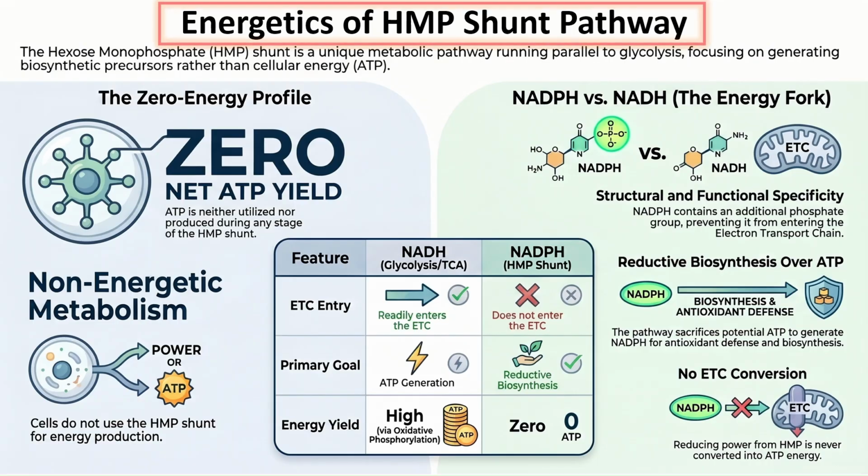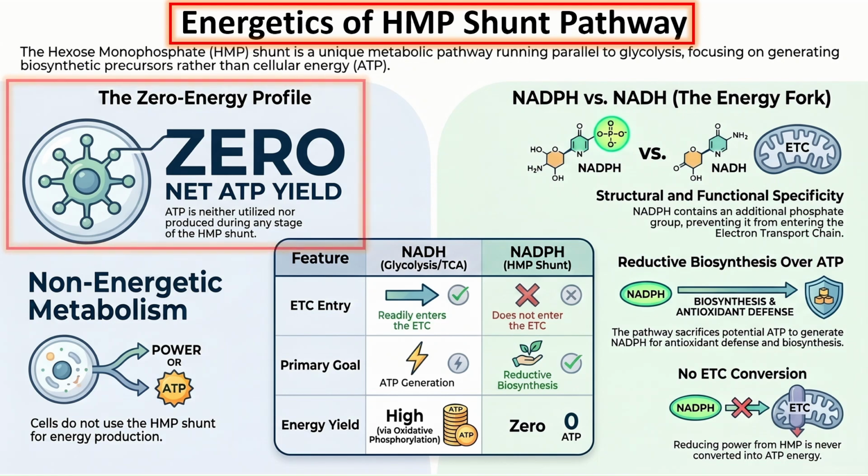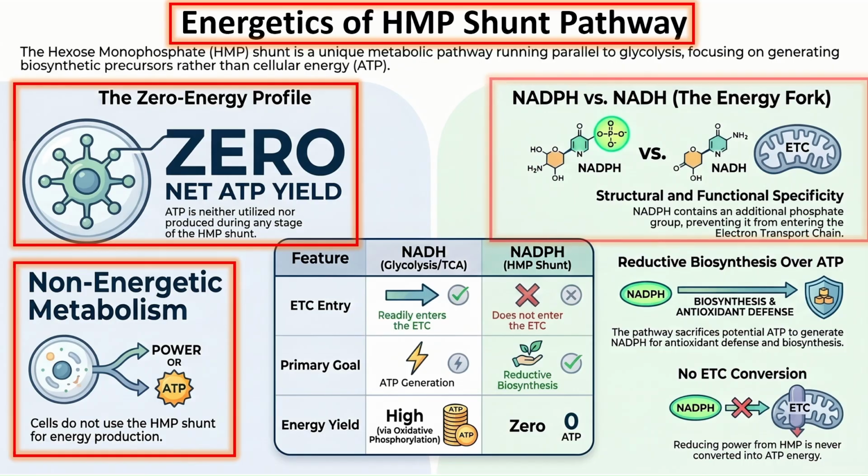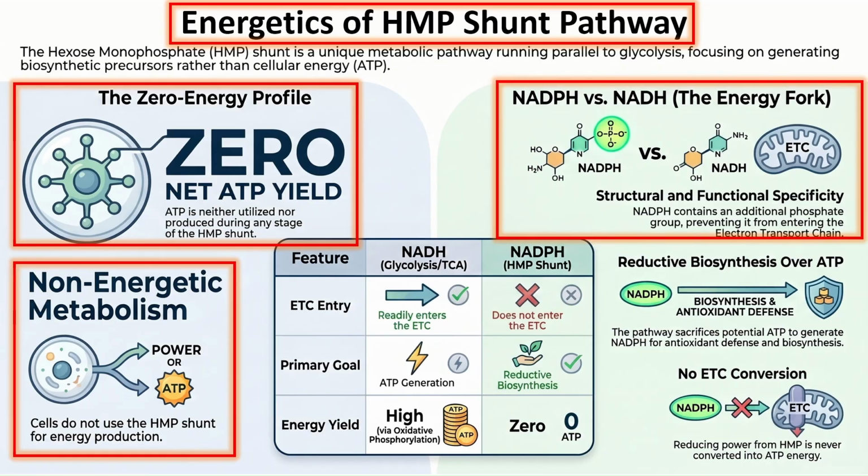Now coming to the energetics of the HMP shunt pathway. The ATP is neither utilized nor produced by the reactions of the HMP shunt pathway. That is zero ATP production. The cells do not use the HMP pathway for energy production. NADPH is produced instead of NADH, like we see in the glycolysis or TCA cycle. NADH can enter the electron transport chain and generate the ATP, while NADPH cannot produce the ATP because it cannot enter the electron transport chain. That is the reason HMP shunt pathway cannot produce any ATP.